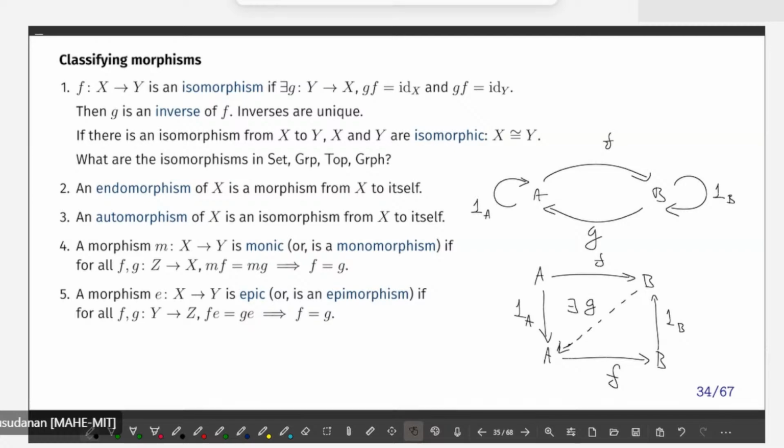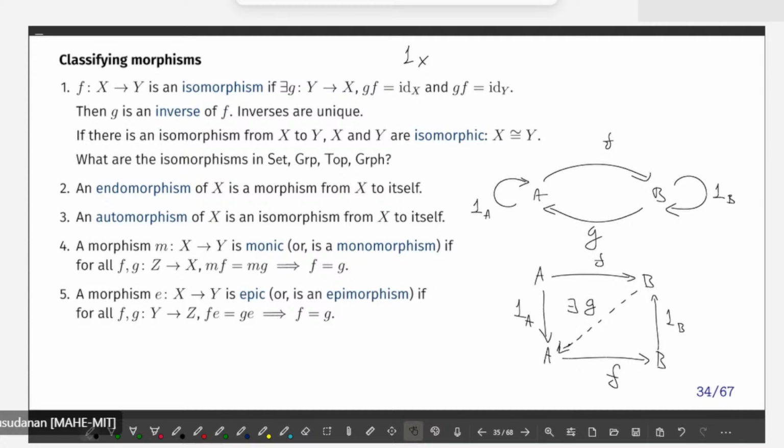Is that the same as the definition written here? So I'm using 1X instead of IDX, or 1A instead of IDA. Okay, but it's just alternative notation. You can use either notation. Sometimes you use ID to be clear because the object you're talking about may be something like a group which contains an element named 1. Otherwise I'll just use 1 for the morphism itself. Okay, so is this the same as what is written there?